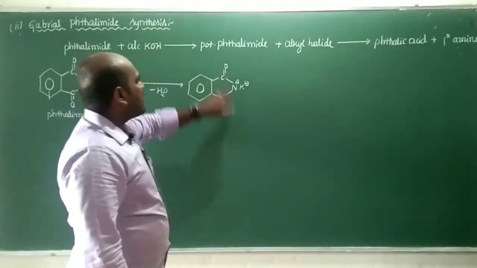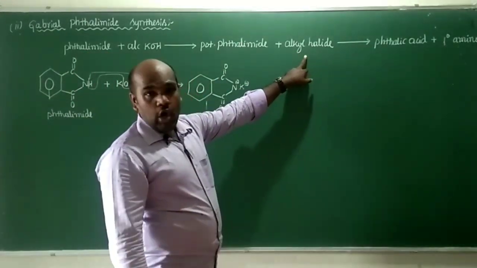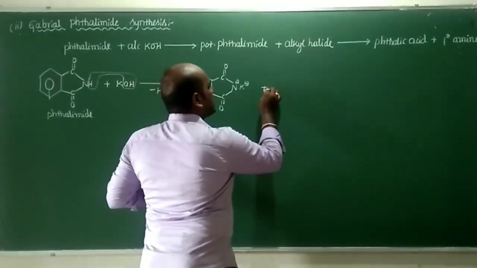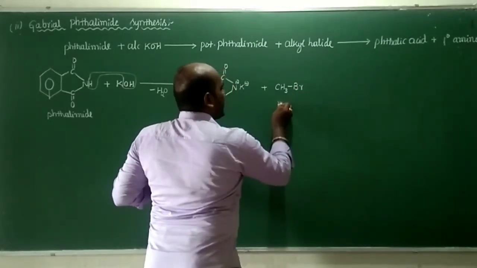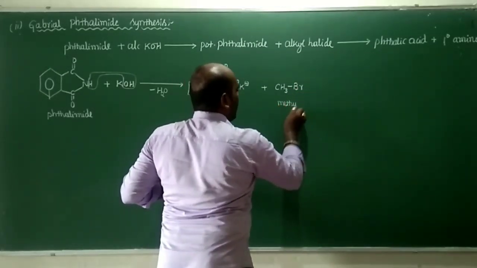And this potassium phthalimide is supposed to be reacted with an alkyl halide. So let us consider CH3Br. I have taken methyl bromide, an alkyl halide.